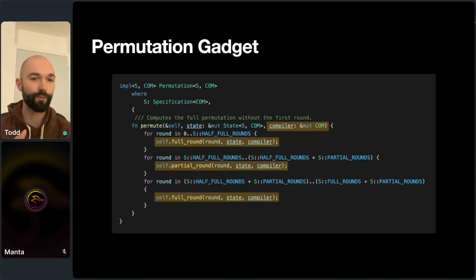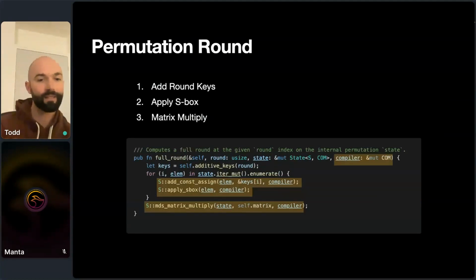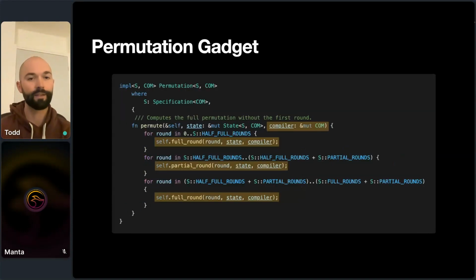And what I think this illustrates really nicely is how composable the framework is. Because you see that this function permute took a mutable reference to the compiler, and it just handed off that reference to each of the subroutines that occur within the permutation, right? So full round received that reference to the compiler, and it passed it off to the add round constants and the SBox and the MDS matrix. And so constraints are just being generated as we go along, right? And they're being generated according to the logic of whatever compiler we end up using concretely for this.